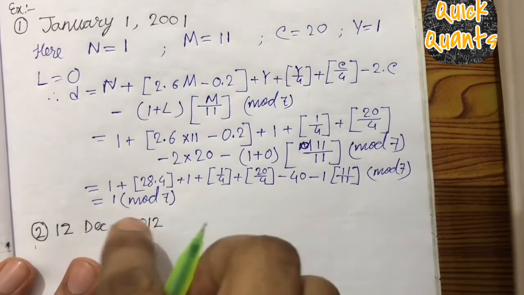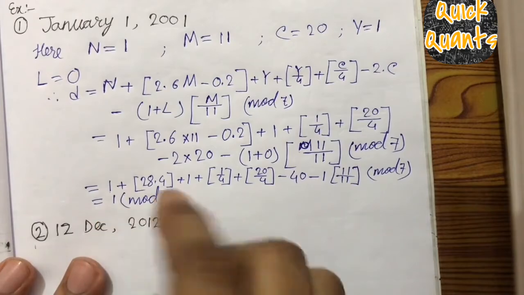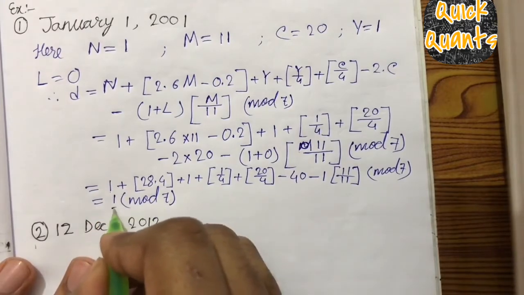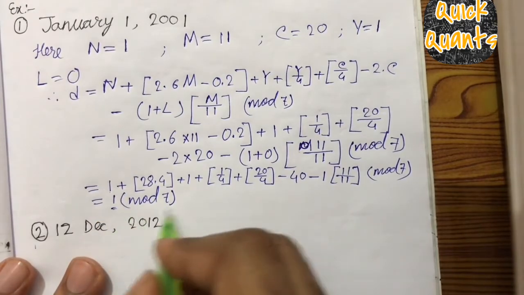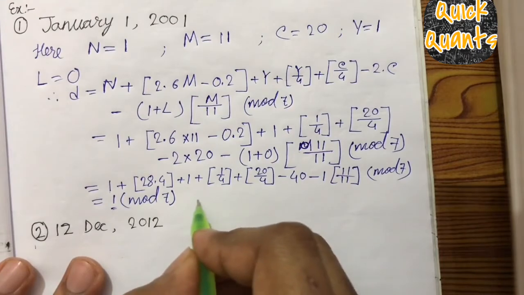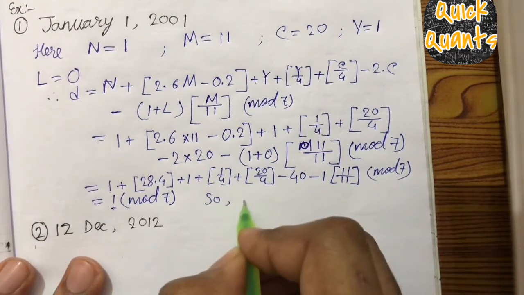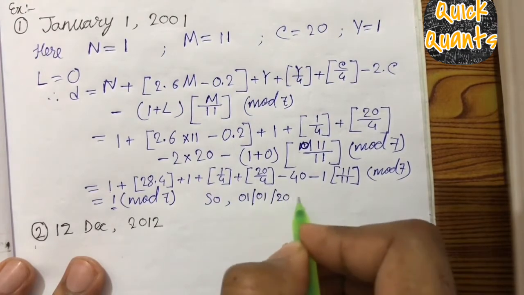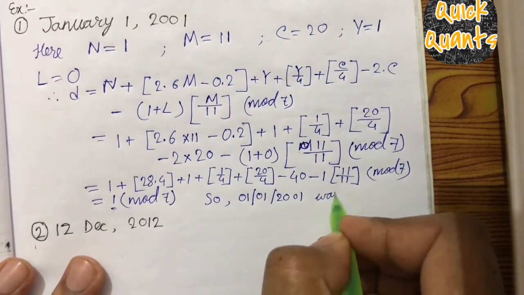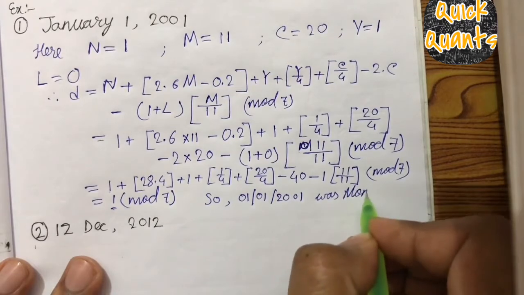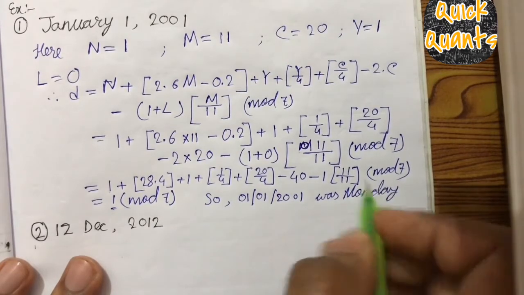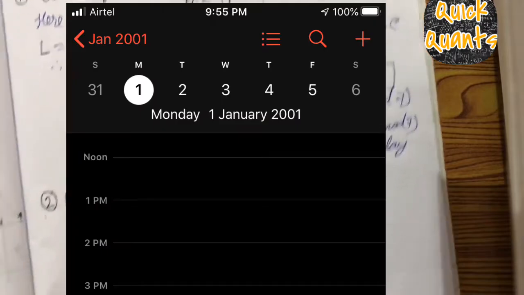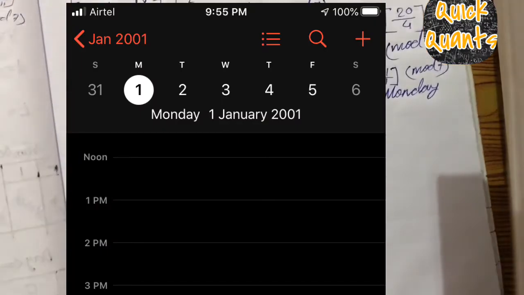And what is the day of 1? The number 1 denotes the day Monday. So January 1, 2001 was Monday. I'll leave a screenshot for the proof. Okay, let's try another example.